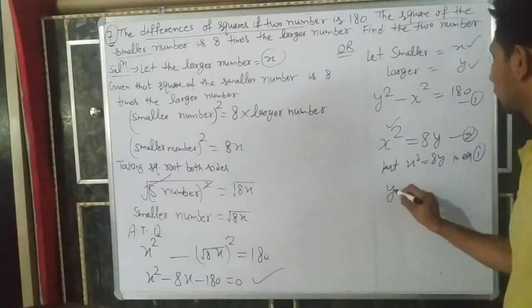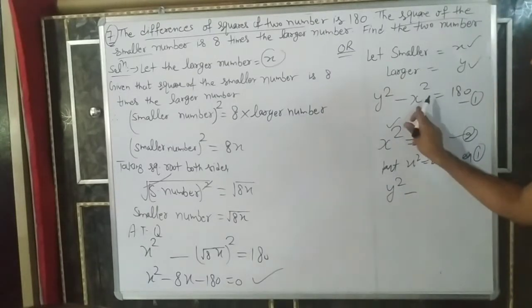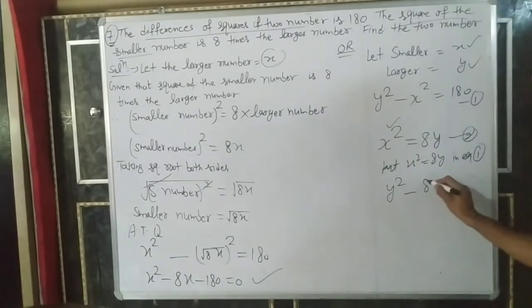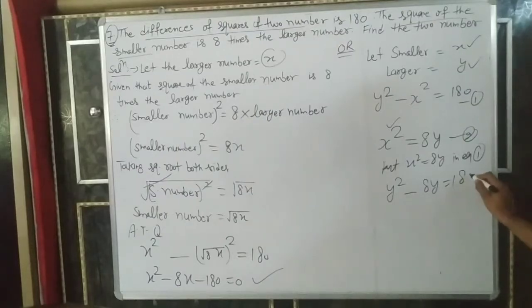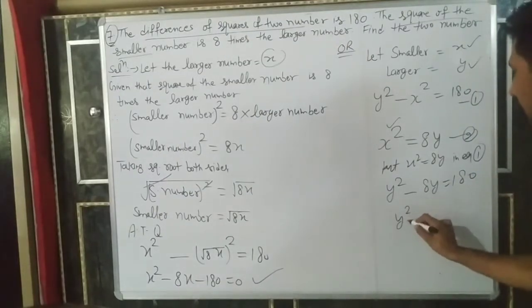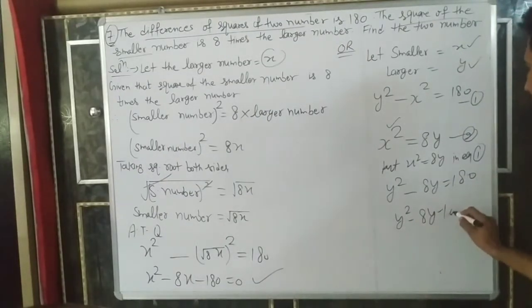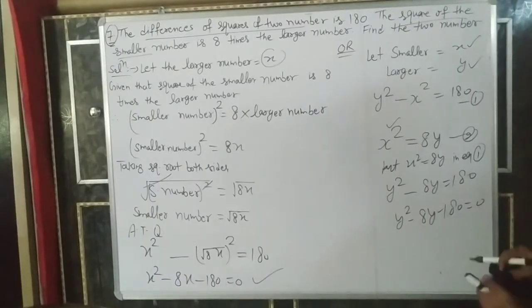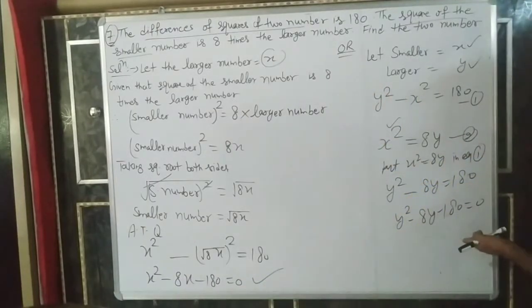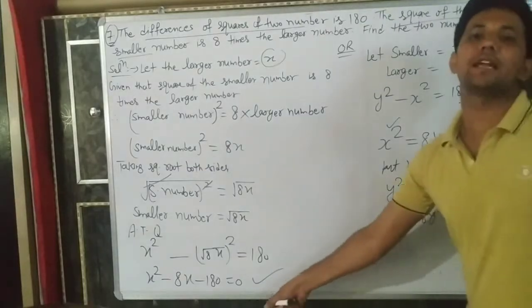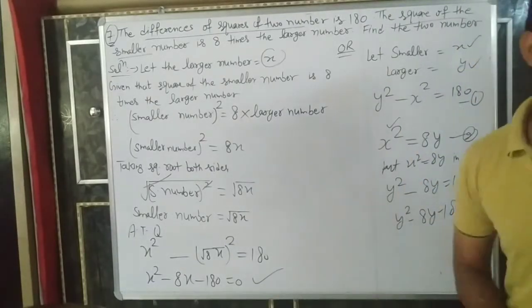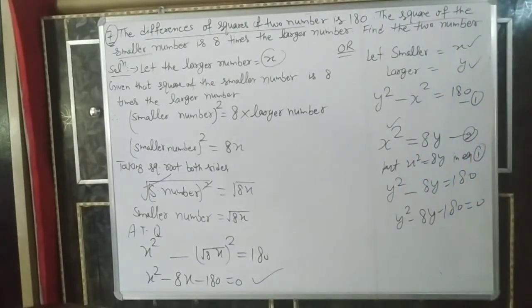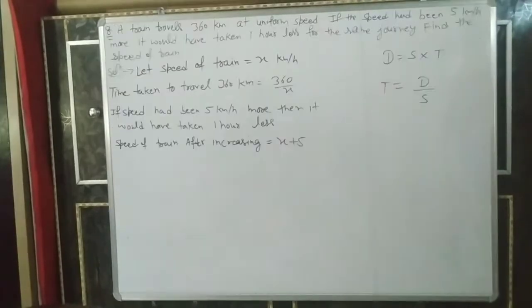So it is y square minus, in place of x square, how much? It is 8y equal to 180. So y square minus 8y minus 180 equal to 0. Only the variable is different, but the equation is the same, so you can use any method here. Understand it? Please note it down, and you have to find its roots yourself.